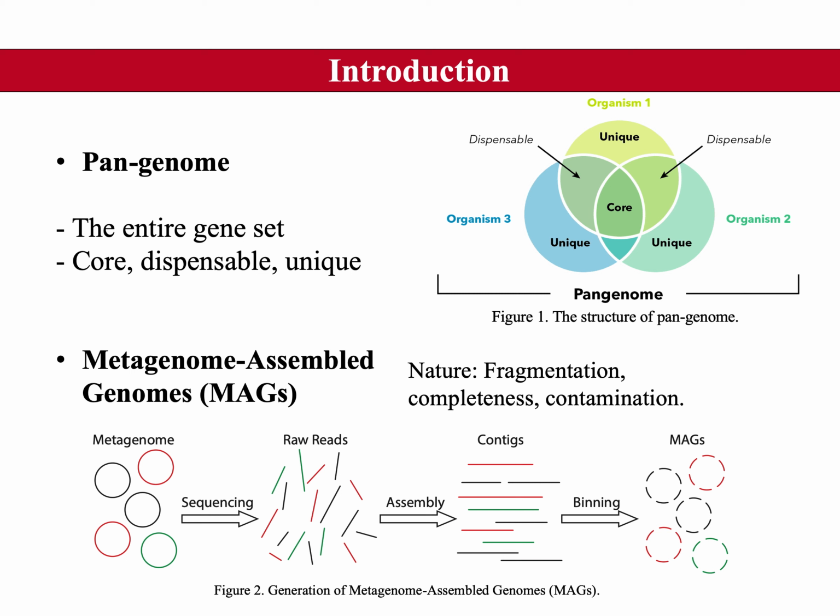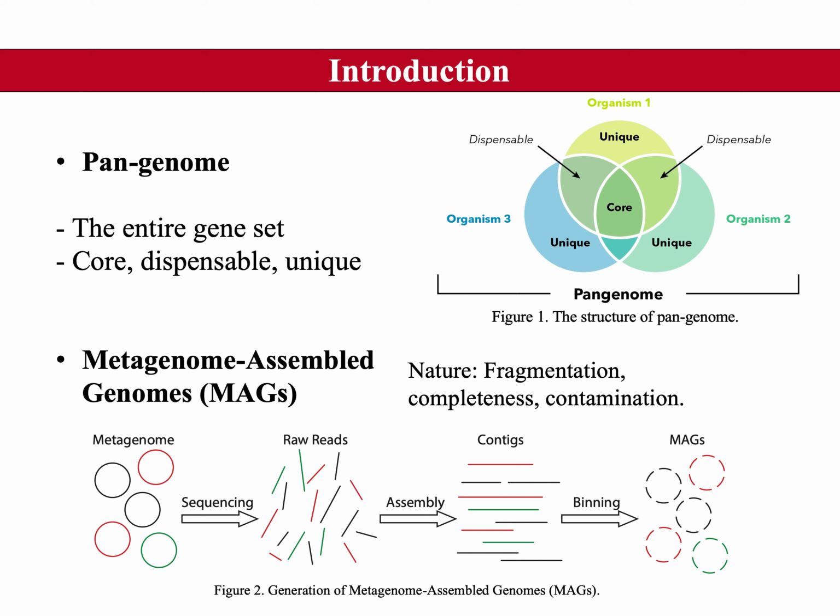Pan-genome represents the entire gene set of all strains in a species. Homologous genes will be clustered based on their sequence identity. Core genes are shared by all strains, while dispensable genes are present in some of the strains. Unique genes are only found in specific strains.